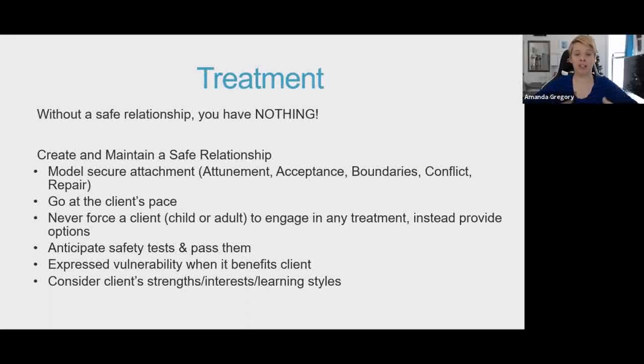So with this population, children or adults who've experienced childhood neglect, we need to make sure that our relationship with these clients is a priority and always is a priority in every phase of treatment. We have the ability to model secure attachment. Think of it this way. If your client has never experienced secure attachment, you can be the first. You're going to be modeling that attunement, that acceptance, having boundaries with your client, safe boundaries, showing them how to do that, and also modeling conflict and repair in a healthy attachment relationship.